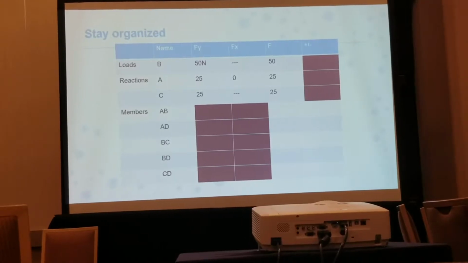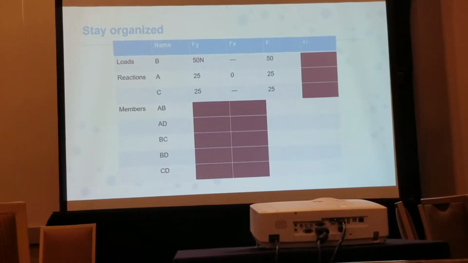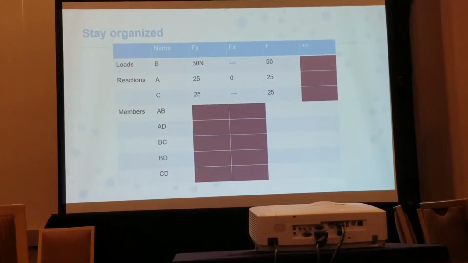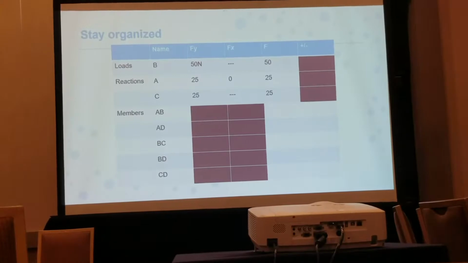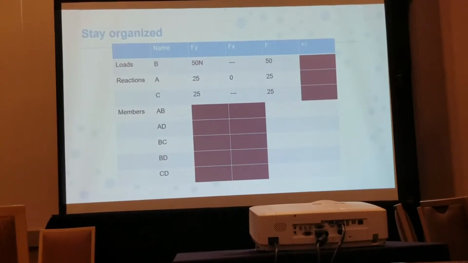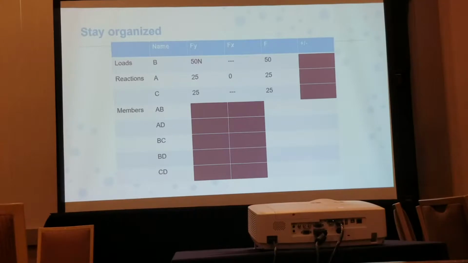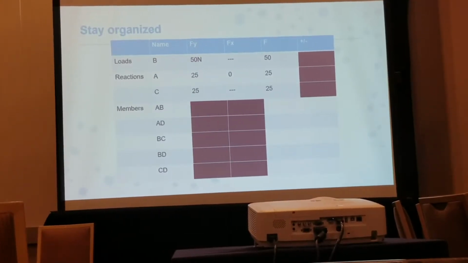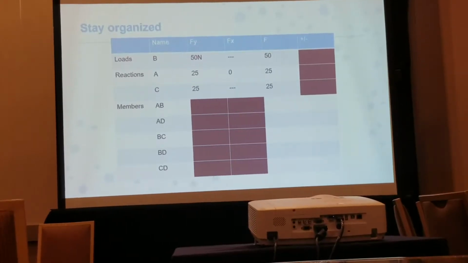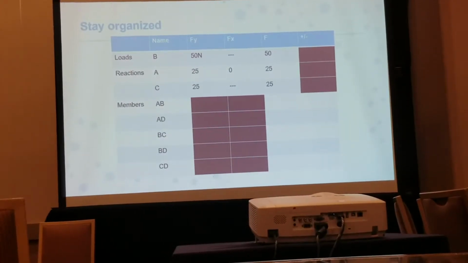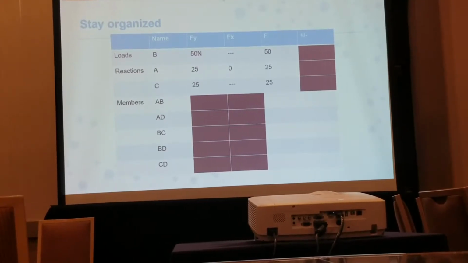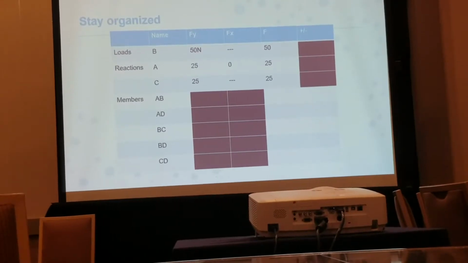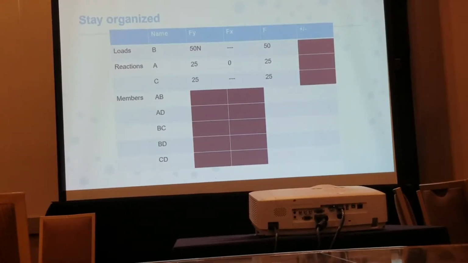Start with your loads. Your external load on truss B is at joint B. Your reactions are at A and C. And then all of your members. I do my members alphabetically. So AB, AD, BC, BD, CD. By doing them alphabetically, it keeps things organized and it helps ensure that you actually get all of them. If you wind up in a situation, especially in some of our more complicated trusses that may have 17, 18, 19 members, if you miss one, this gets wonky.